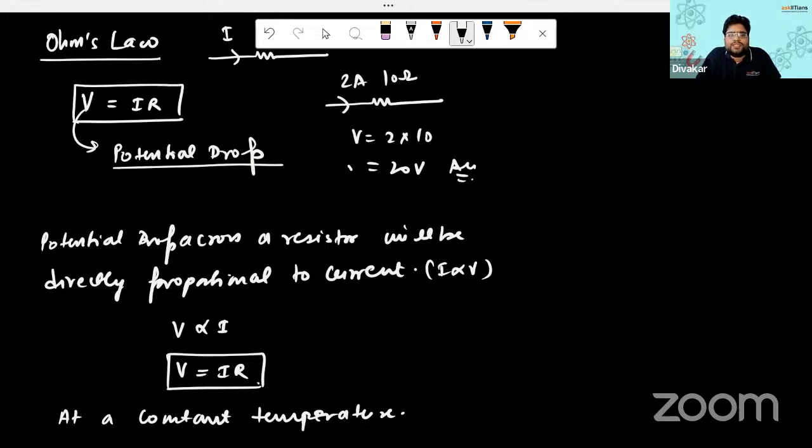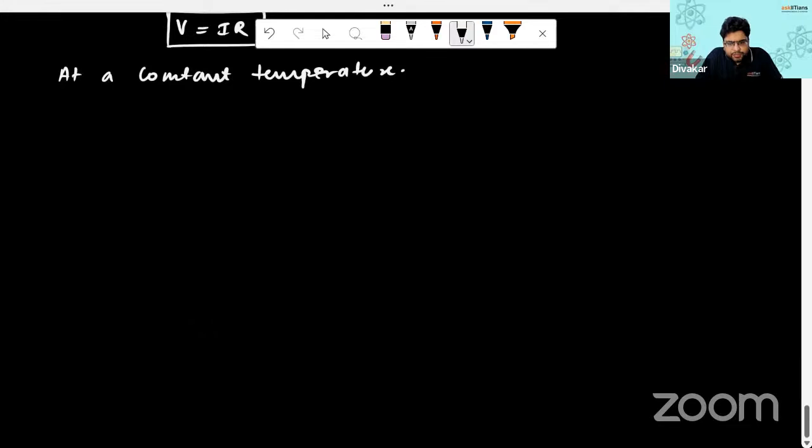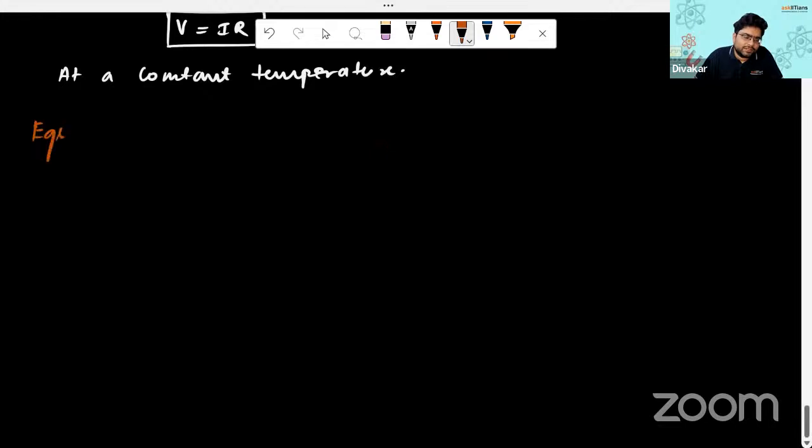So this helps us in finding out current if we know the resistance. Now, the next thing, which is very important and you will have to understand with a lot of focus, is finding out equivalent resistance. Now, what do we understand by equivalent resistance?